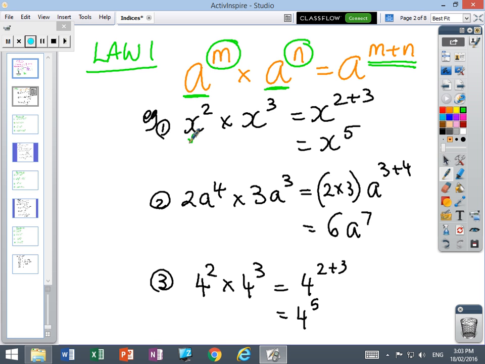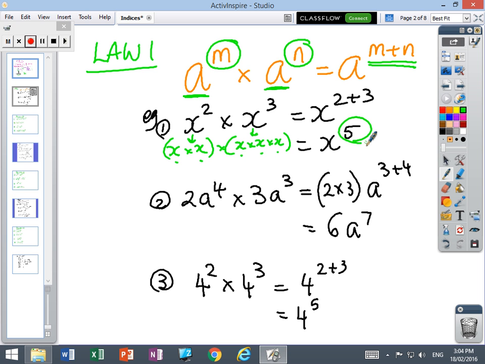And just so you understand what's happening, x squared just means x times x. My x cubed looks like that. And so I've got 1, 2, 3, 4, 5, so that's why it's x to the 5. So the short way is, when you multiply, you add the indices.